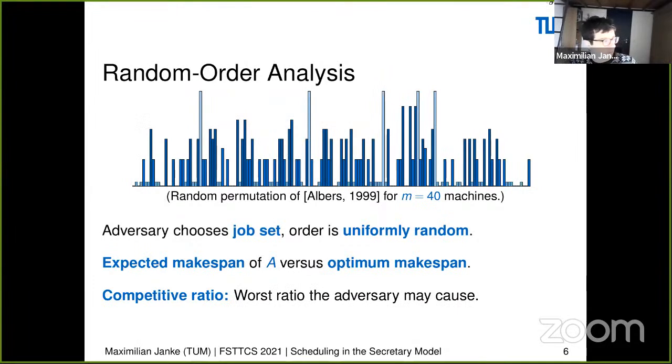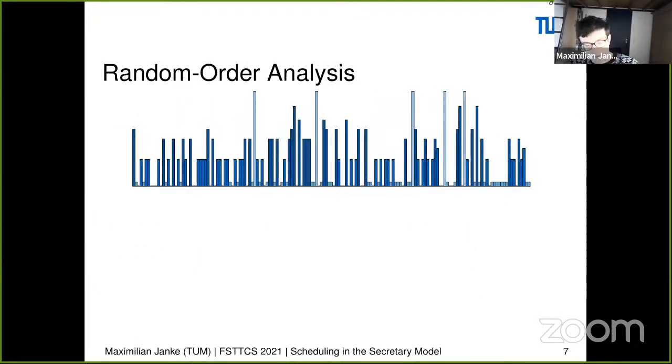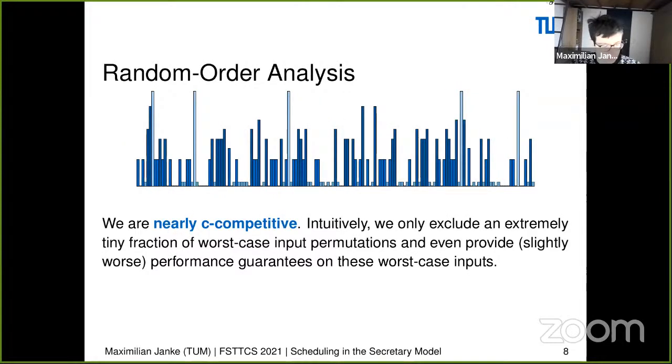In our paper, in fact, we introduce an even stronger model. This is a common random order model for many online problems. But for scheduling, there's actually a notion of a nearly competitive ratio, which is far less pessimistic. Here one does not only want to be C competitive in expectation, but with high probability. So an online algorithm is nearly C competitive if it is C competitive on almost all input permutations, excluding a fraction of input permutations which vanishes for large numbers of machines. And even on these worst case permutations, one needs some sort of performance guarantee.